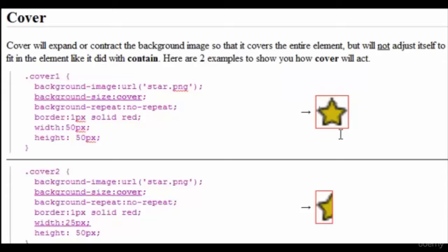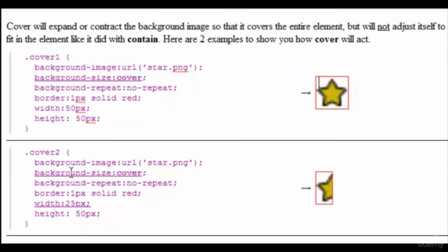Now what if our element isn't a very good size and it doesn't cooperate with the background image's size? Well, that's what happens in our second example, the cover2 class. The only thing we changed here was the width. We halved the width to 25 pixels. The background image is the exact same size, even though we changed the width to 25 pixels from 50 pixels.